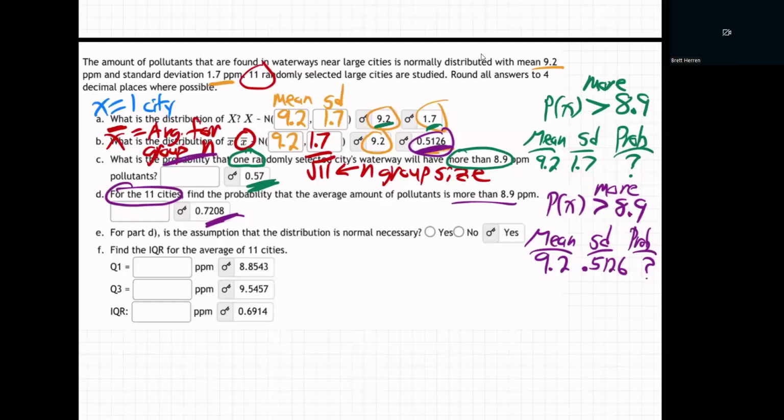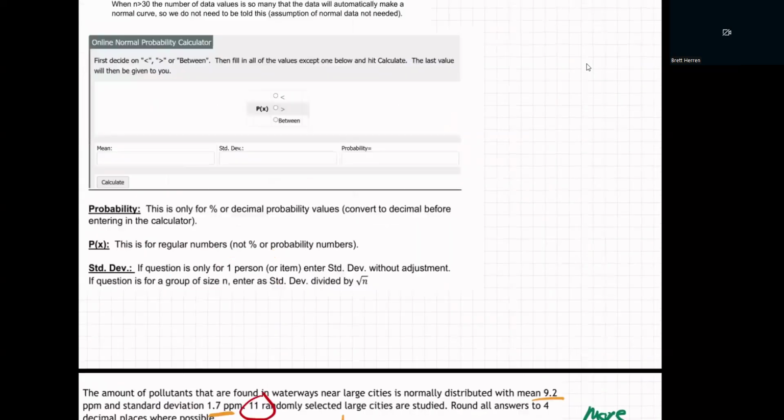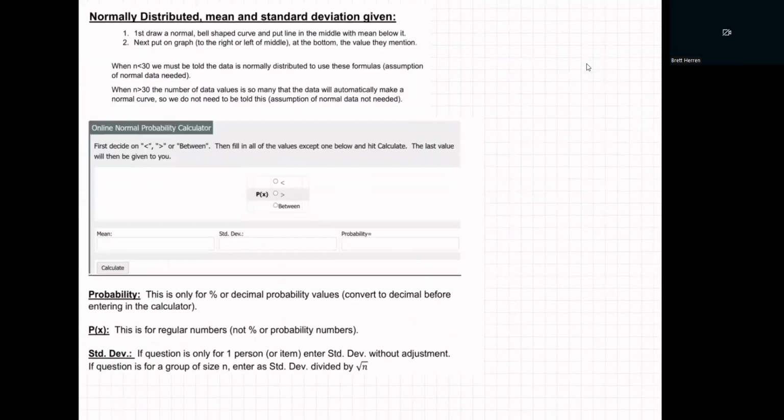Part E says, for part D, the one about the 11 cities, is the assumption that the distribution is normal necessary? Answer is yes. Why is it yes? Well, if you look on the notes, it says, when n is less than 30, we must be told the data is normally distributed to use these formulas. The assumption of normal data is needed. If n is greater than 30, the number of data is so many that the data will automatically make a normal curve. So we do not need to be told this; the assumption of normal data is not needed.